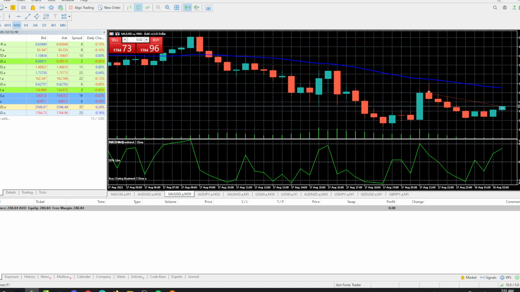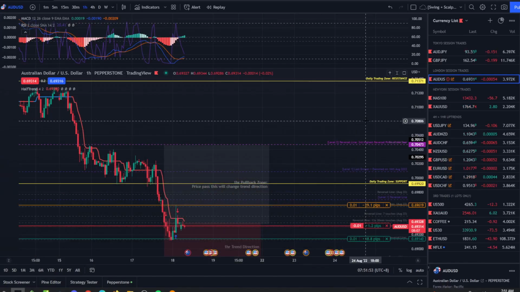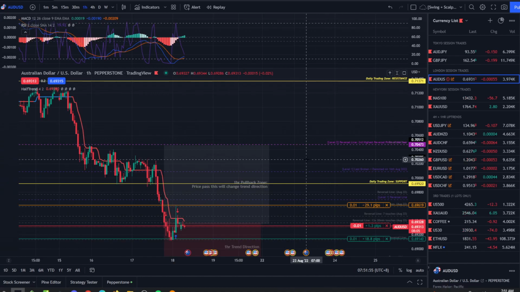Very straightforward on the 30-minute chart. Very happy with that. So that is the post-analysis of the New York session. Now we'll move on to the Tokyo session.